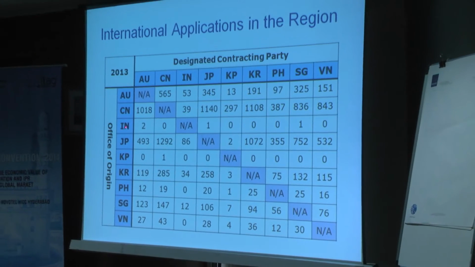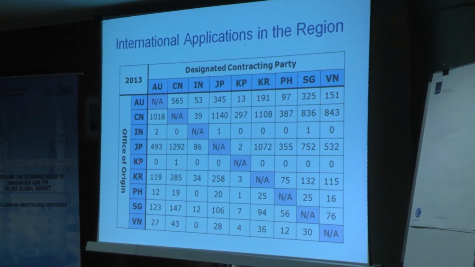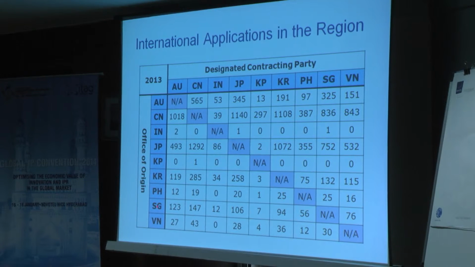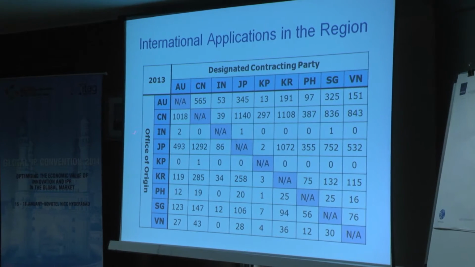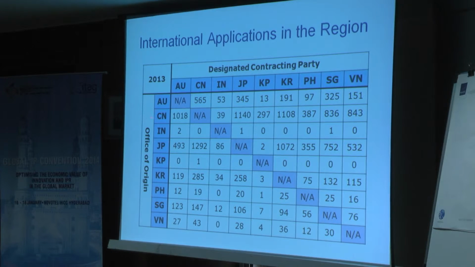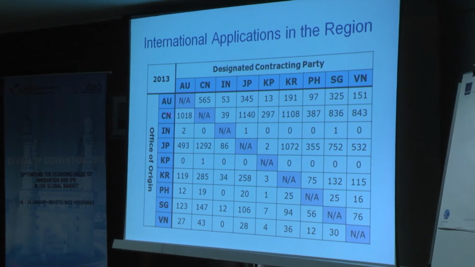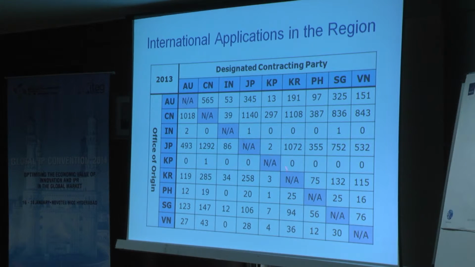I took the countries roughly in this region that are party to the protocol: Australia, China, India, Japan, North Korea, South Korea, Philippines, Singapore, and Vietnam. This is the office of origin. That means international applications were filed in these countries, and they designated these countries. So obviously, Australia doesn't designate itself, China doesn't designate itself, hence this non-applicable line. But you can see, for example, in 2013, international applications filed in China. These are the countries in the region that they were most interested in.